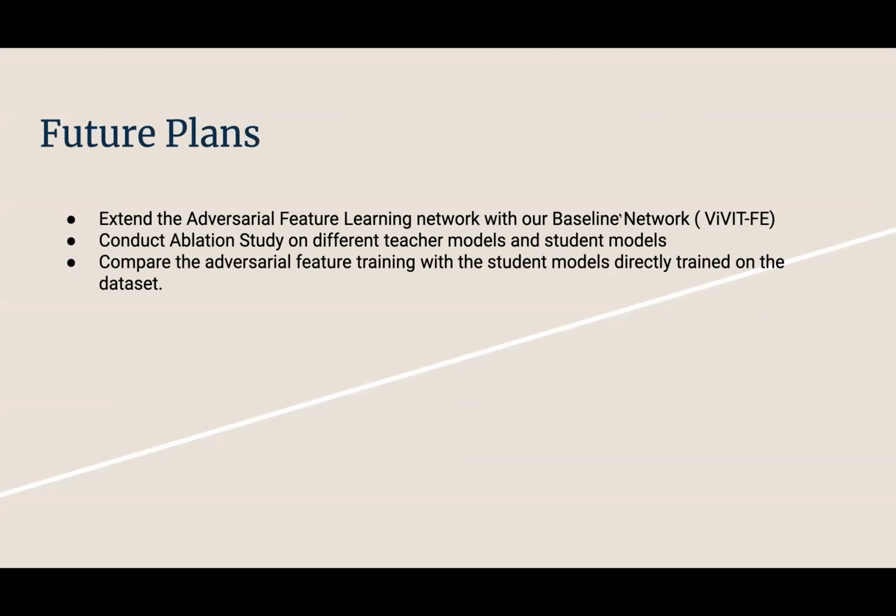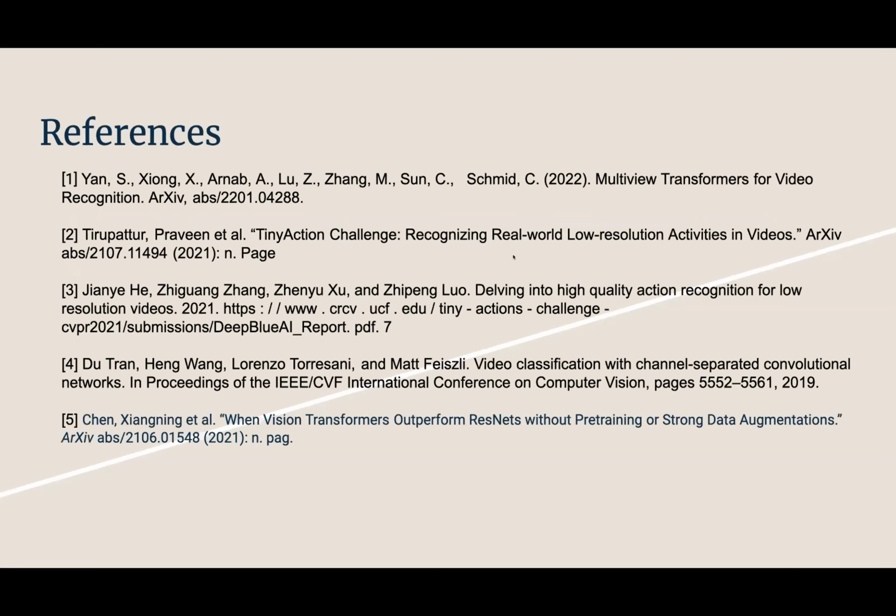For our future plans, we want to extend the adversarial feature learning network with our baseline network. We want to conduct an ablation study, which has different student networks and different teacher networks, and we want to compare the different teacher and student networks with the vanilla methods that we have for these methods in the Tiny Action Challenge, and these are the references.